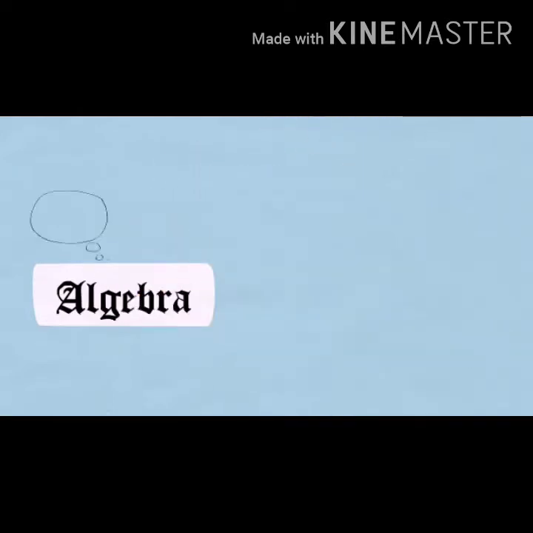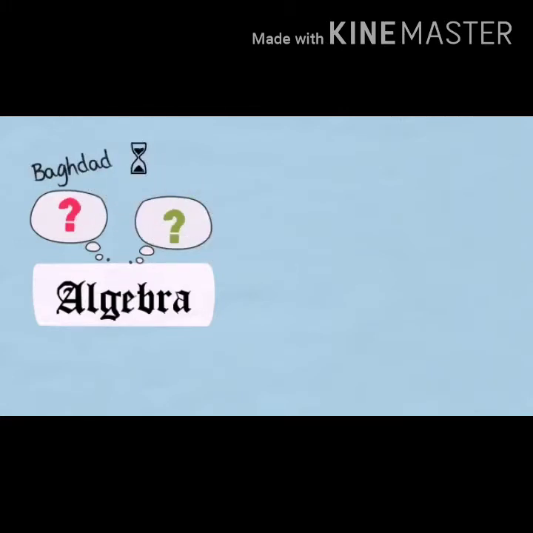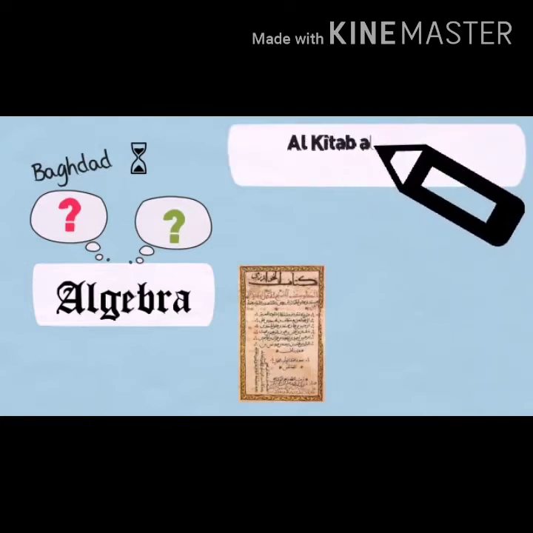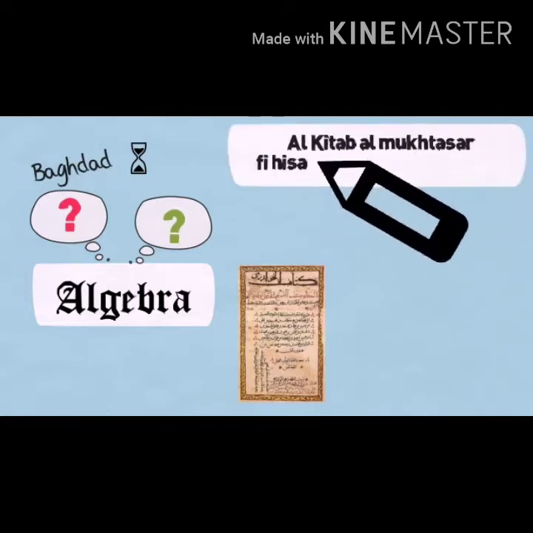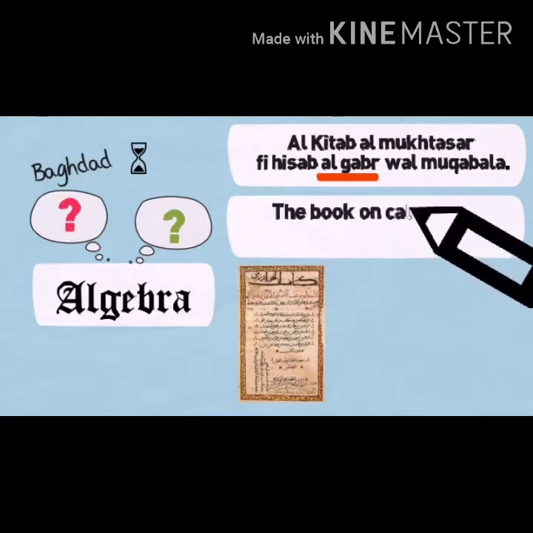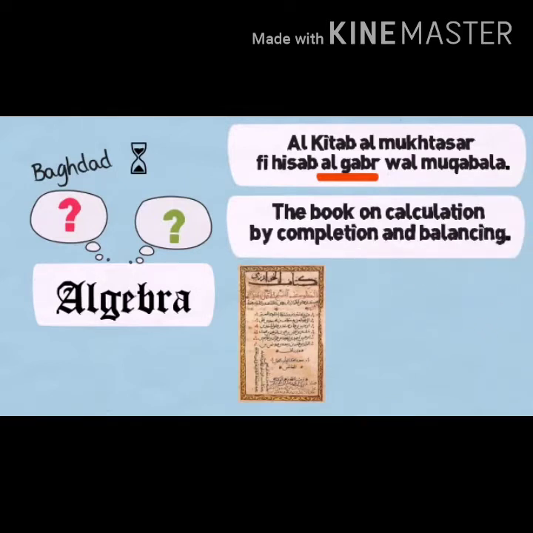Where does the word algebra come from? The word algebra has originated in Baghdad. The word algebra comes from an Arabic book. The title is Al-Kitab Al-Muqtasar Fi Hisab Al-Jabr Wal Muqabla. It is the source of the word algebra. The English translation of the title means the book on calculation by completion and balancing.